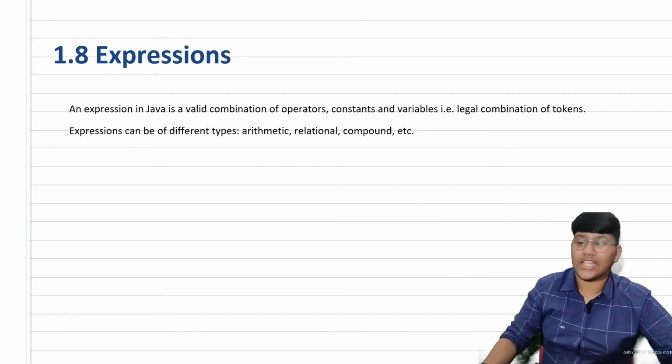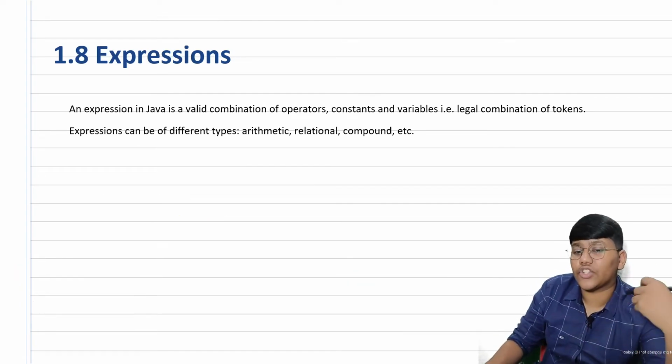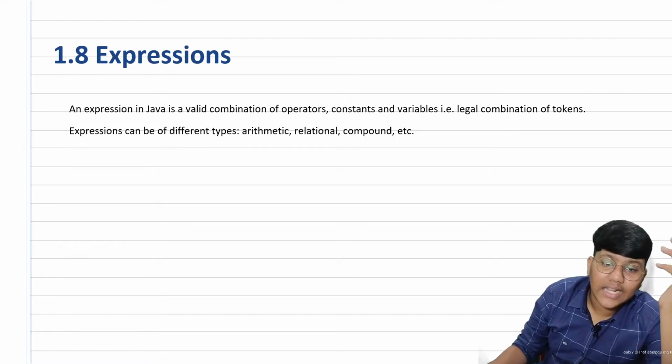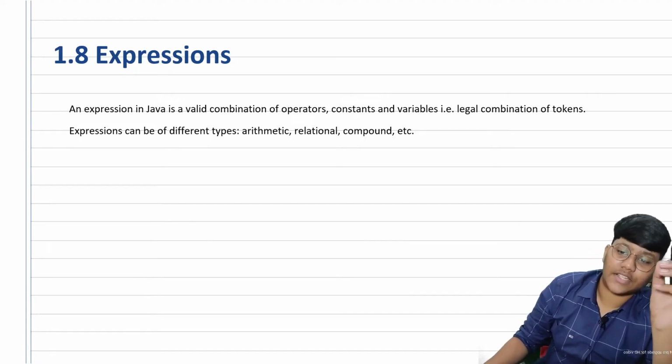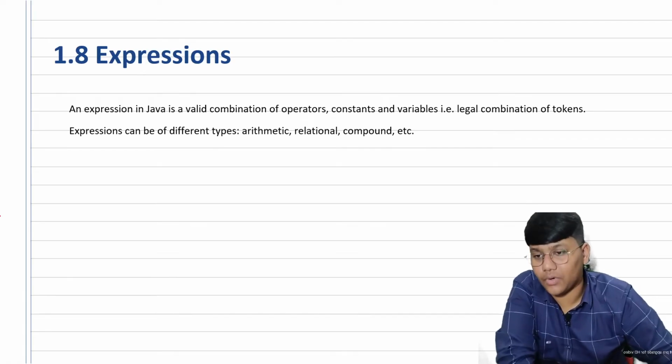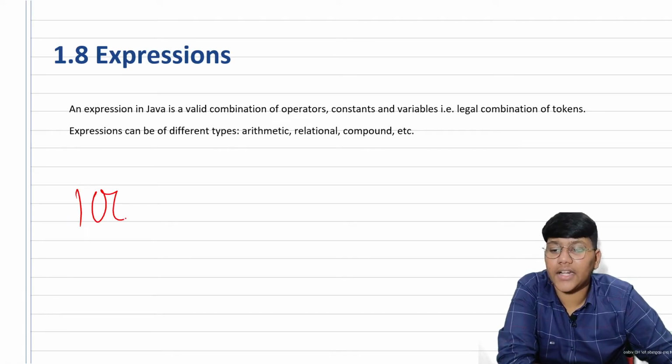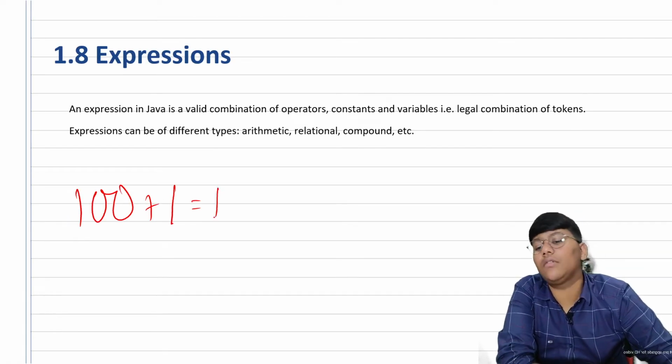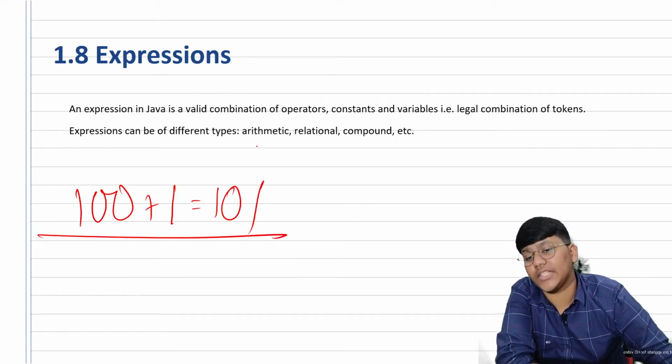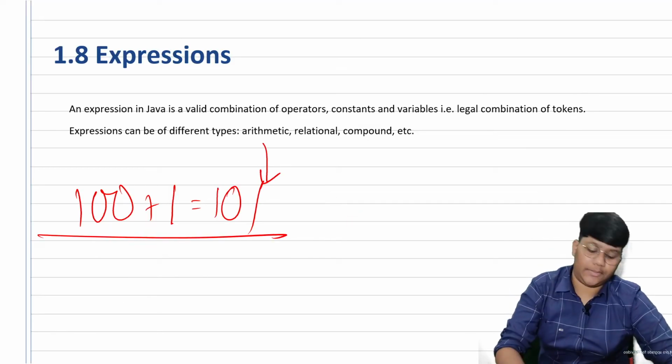Then comes expression. An expression in Java is a valid combination of operators, constants and variables that are a legal combination of tokens. Expressions can be of different types: arithmetic, relational, compound. For example, 100 plus 1 equal to 101. This is an expression. This is an arithmetic expression.